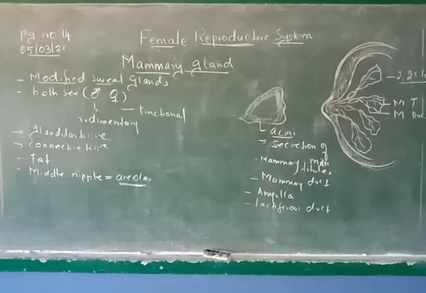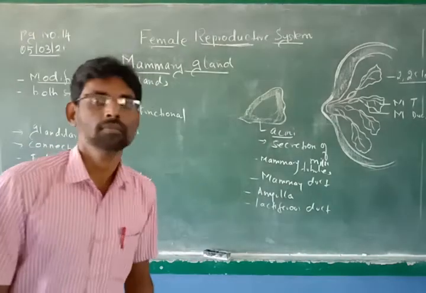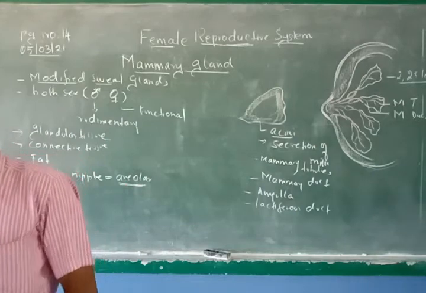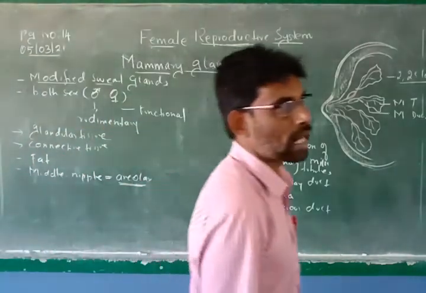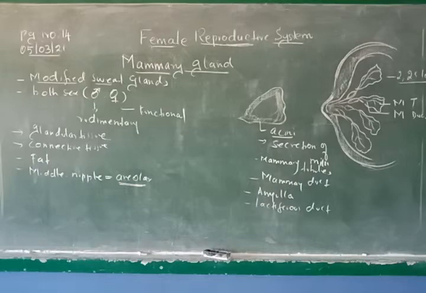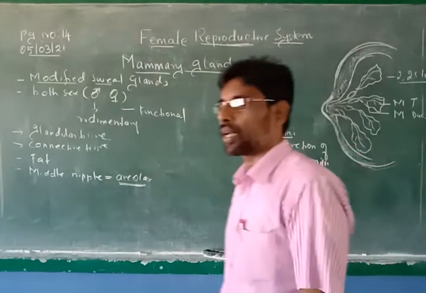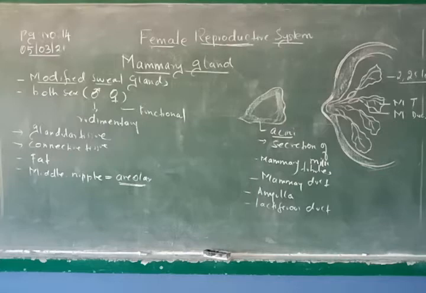Recap test. Question number 1. Oviduct is also called as dash. There is another name for oviduct. Today I have not told you, but when I began the female reproductive system itself, I told you the oviduct is also called as dash.